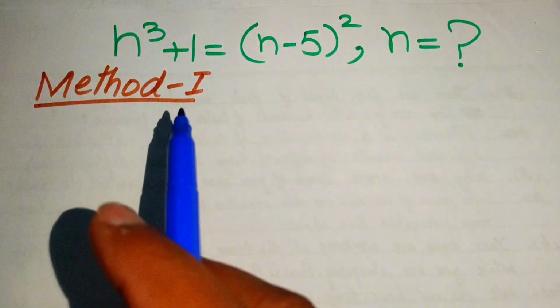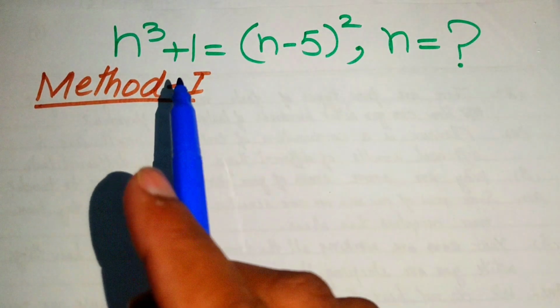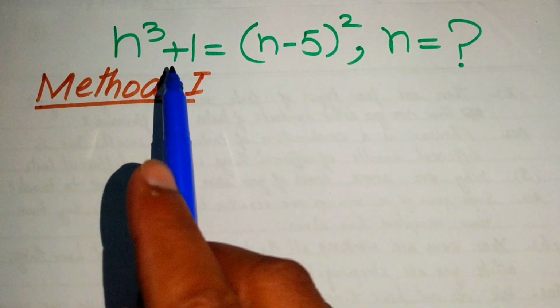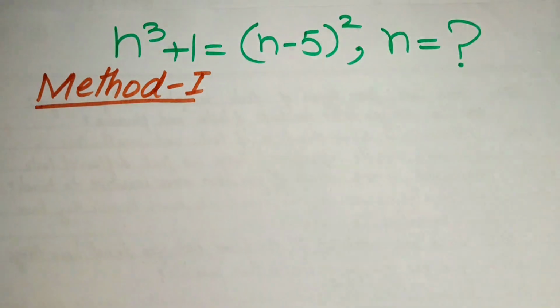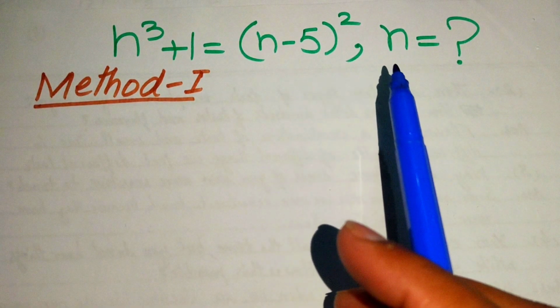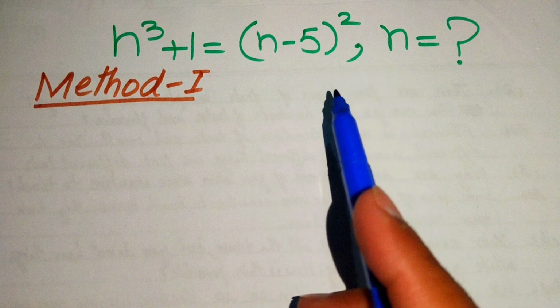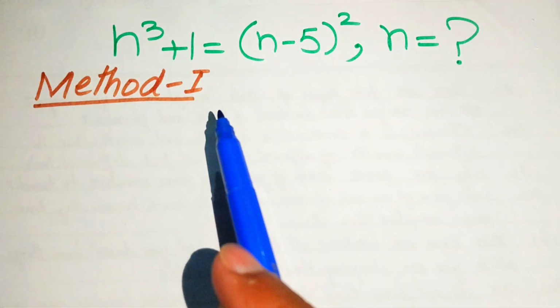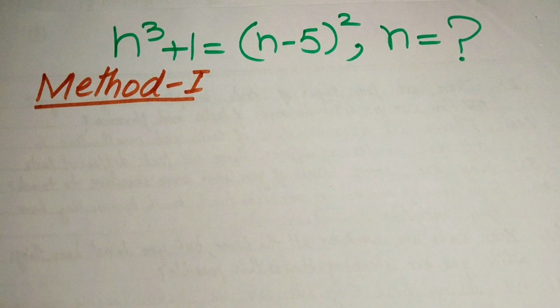In this video, we are going to solve this nice math Olympiad algebra problem, and we have n cubed plus 1 equals (n minus 5) whole squared, and we've solved this problem for the values of n. So here we solve this problem by two methods. So here we discuss method number 1.